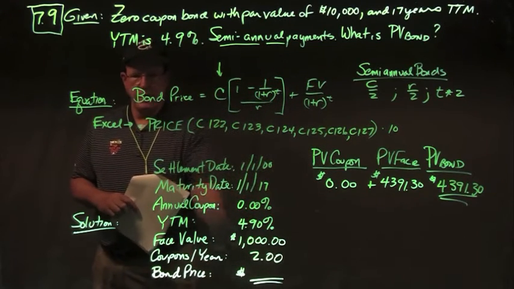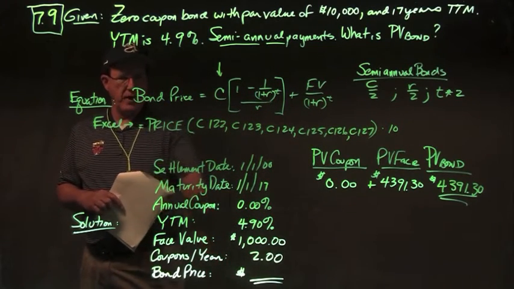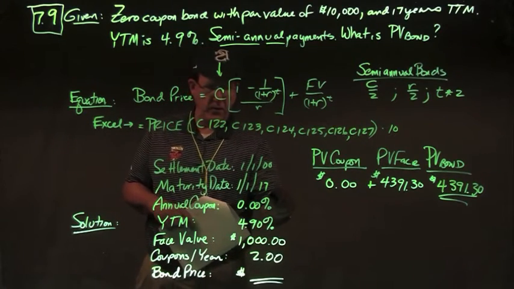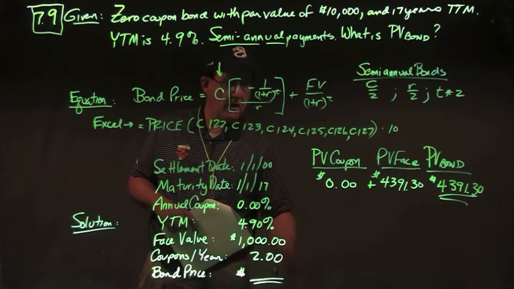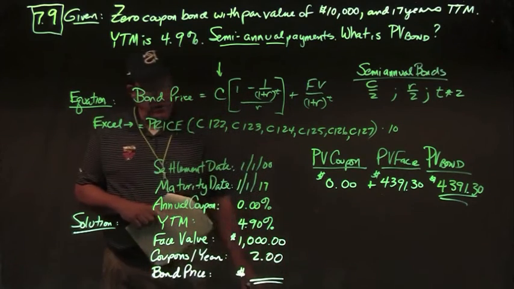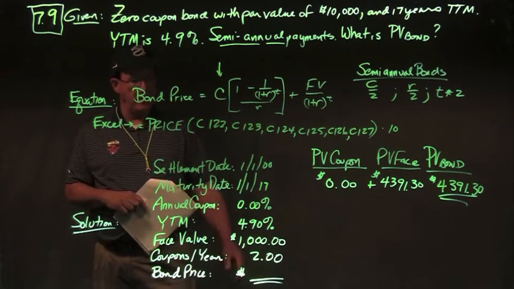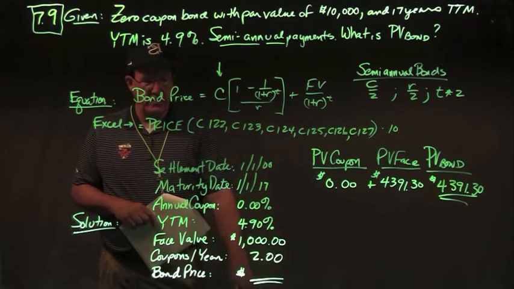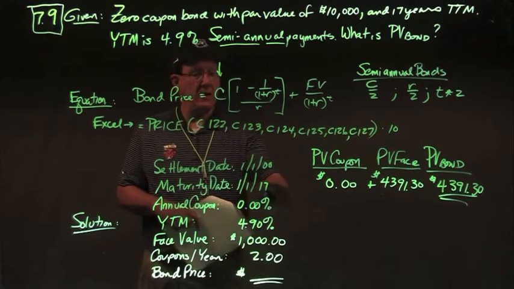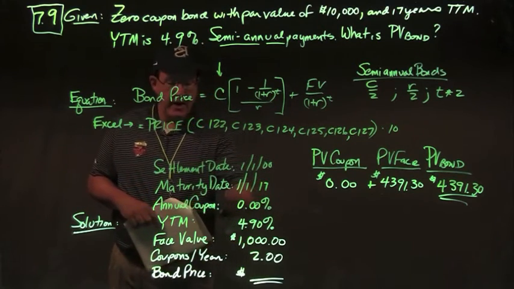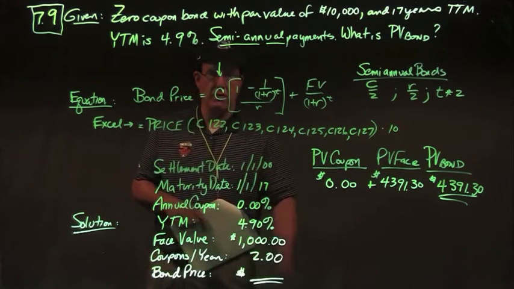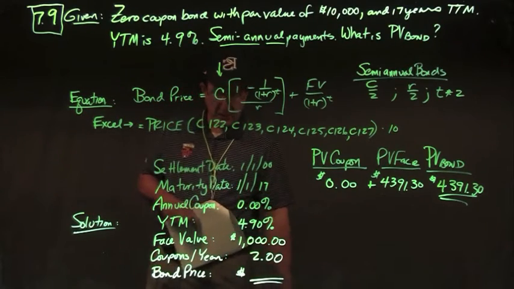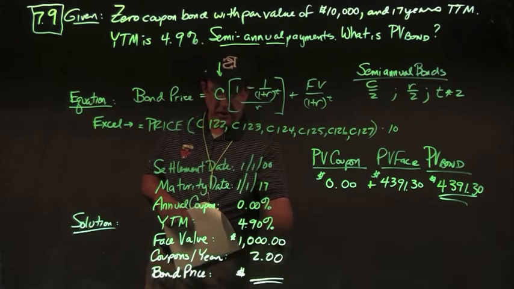If we want to use the Excel price function, we say equals price C122, and again, I'm assuming these are cells 122, 23, 24, 25, 26, 27. I'm going to put my answer in cell C128. Buy date is 1/1/00. It's when we settle on the bond. Maturity date 17 years later, 1/1/17. Annual coupon 0.00%. It's a 0 coupon bond. Yield to maturity 4.9%.